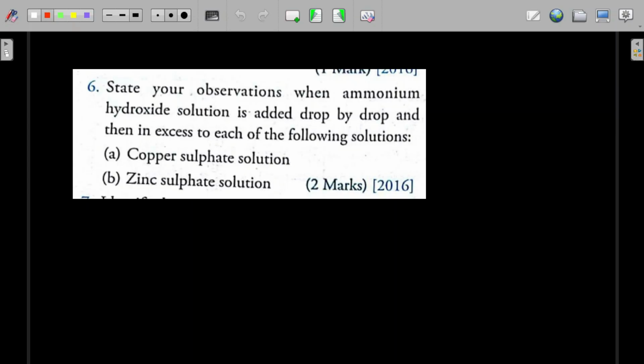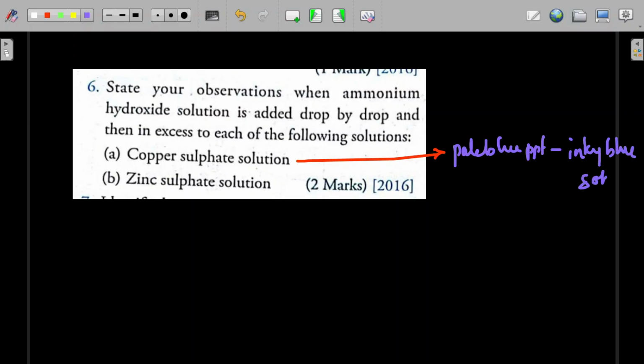When ammonium hydroxide solution is added drop by drop and then in excess to each of the following solutions. Dashwana, tell me. Copper sulfate solution with ammonium hydroxide, drop by drop and in excess. Yes, sir. Pale blue precipitate is formed, and on excess, a deep inky blue solution is formed. Very good. Okay. Most of the times, copper question is repeated, and zinc question. Copper or zinc, most of the time.